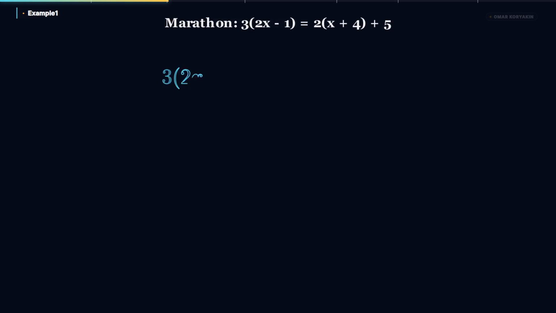Here is the first marathon problem. Solve the equation 3 times the quantity 2x minus 1 equals 2 times the quantity x plus 4 plus 5. The problem combines distribution, the gather step, and the standard two-step inverse procedure. 3 skills layered into one equation, exactly the kind of mixed challenge the marathon is designed to train.